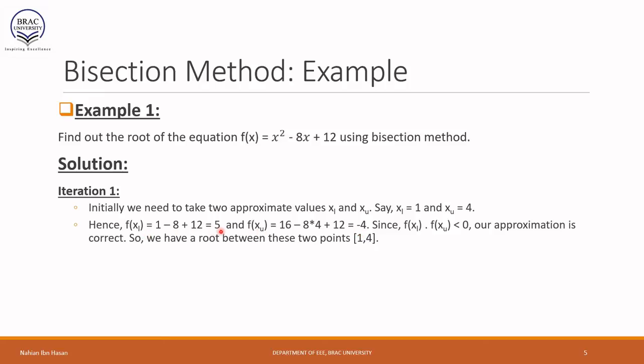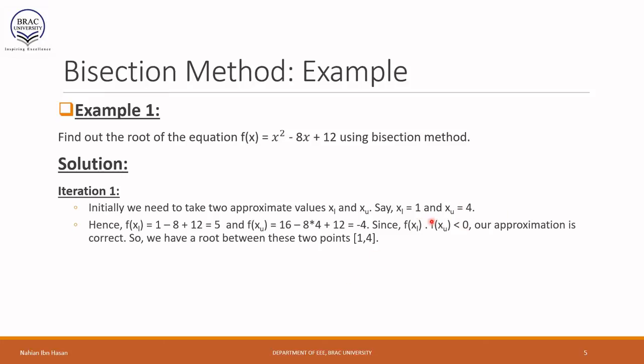Look at the values. f(xl) is positive and f(xu) is negative. If we multiply these 2, f(xl) and f(xu), it turns out to be less than 0. So our assumption is verified here. Our function values are of opposite signs and the multiplication result is less than 0. That means we surely have at least one root within these 2 points, 1 and 4.